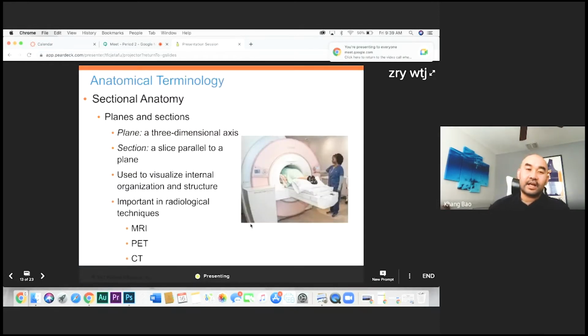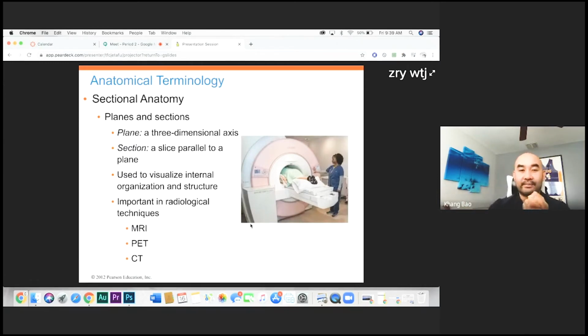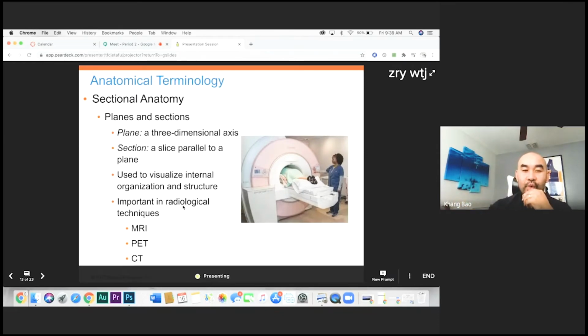Moving on. So besides anatomical landmarks, different positions of your body, directional terms showing direction, quadrants, and regions, another way to describe a body is through plane and section. A plane is a three-dimensional axis. A section is how you divide the body. And this is important.